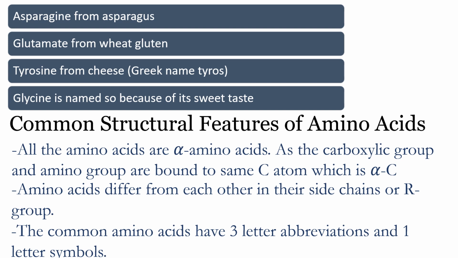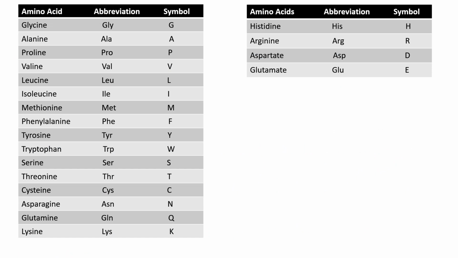The common amino acids have 3-letter abbreviations and 1-letter symbols. Here is the table of amino acids with their abbreviations and symbols. You can read it. Glycine, abbreviation GLY, symbol G. Alanine, ALA, symbol A. Proline, PRO, symbol P. Valine, VAL, symbol V. Leucine, LEU, symbol L. Isoleucine, ILE, symbol I. Methionine, MET, symbol M. Phenylalanine, PHE, F. Tyrosine, TYR and Y.